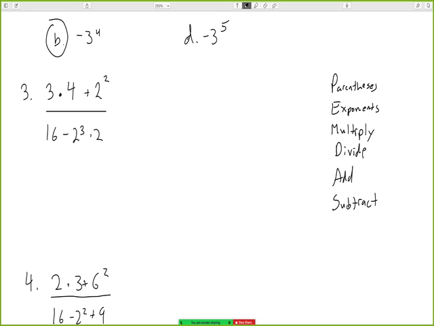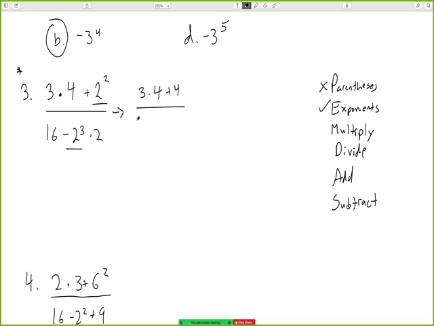Alright, this one's tricky. I didn't mean to put a subtraction sign down there. But we're gonna do this and see what we get. Raylan, tell us how you did this one, and I'll write what you say. I did 2 to the second first, and that was 4. Okay, so we're going to do exponents first. So 3 times 4 plus 4.